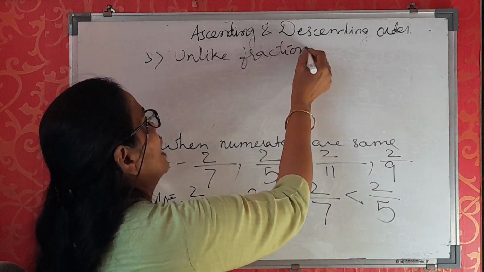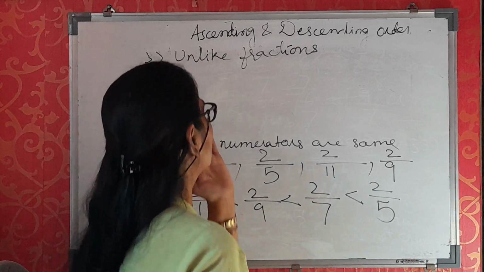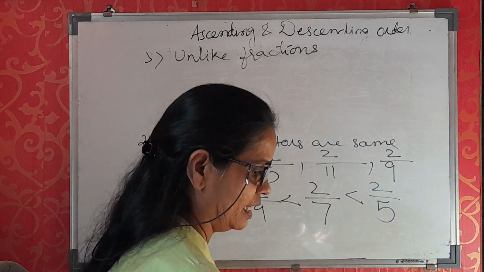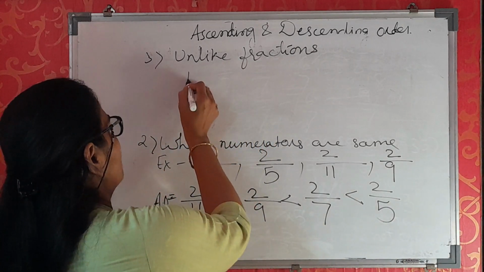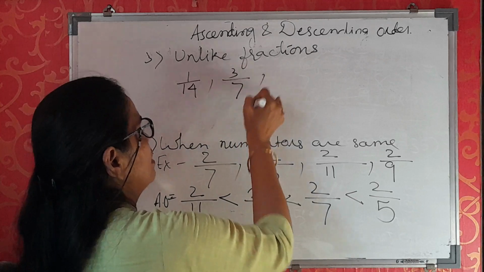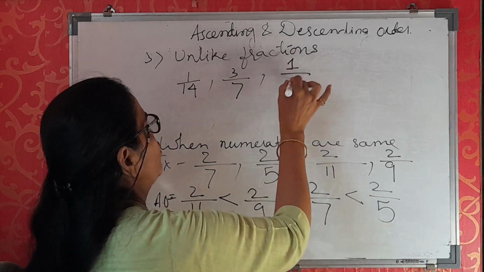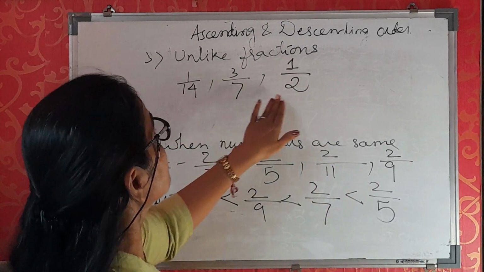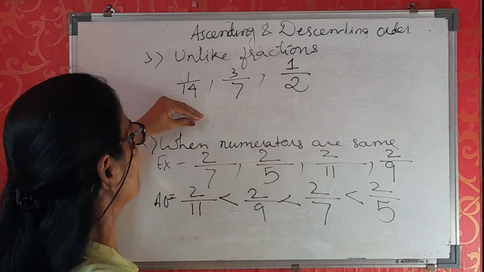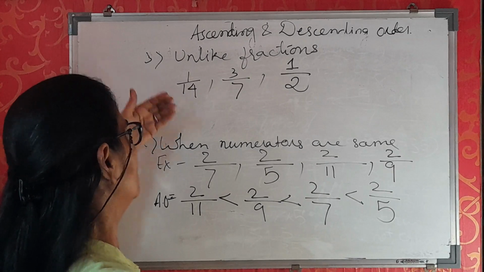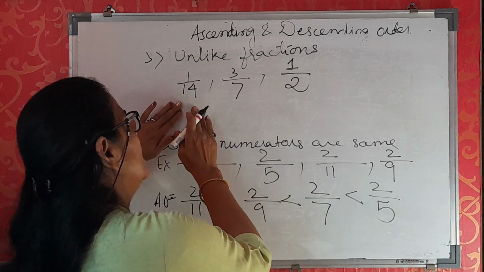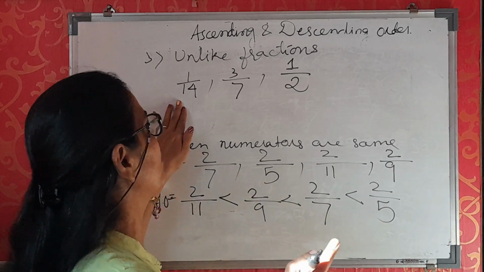So when unlike fractions are there, how will you arrange them in ascending and descending order? Suppose your fractions are 1 upon 14, 3 upon 7 and 1 upon 2. How will you arrange them in ascending and descending order? Here I am showing you descending order, because in two examples I have shown you ascending order. But which things do you have to keep in mind?